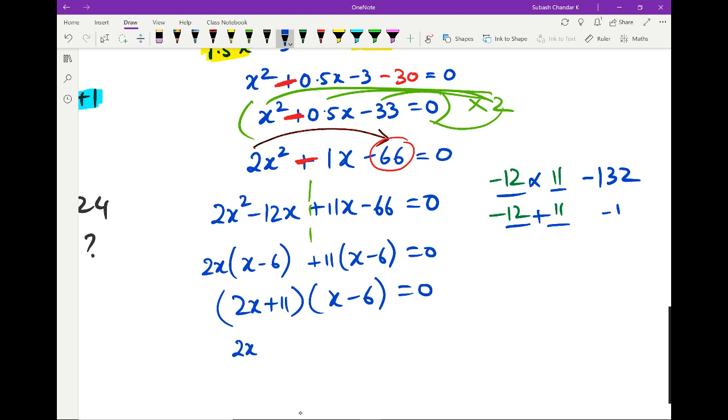That is screechy. So 2x plus 11 equals 0, or x minus 6 equals 0. So x is equal to negative 11.